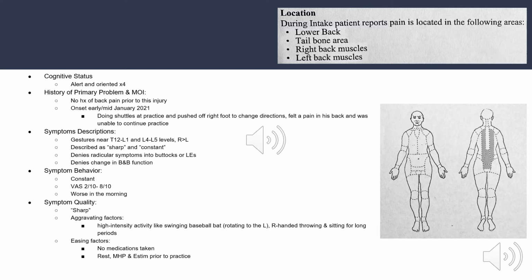Aggravating factors include higher intensity activity like swinging a baseball bat, which includes rotating to the left, right-handed throwing, and sitting for longer periods. Easing factors include rest, moist hot packs, and e-stim prior to practice, which have been applied by his athletic trainer prior to this visit. He doesn't take any medications, not even Tylenol or anything like that.